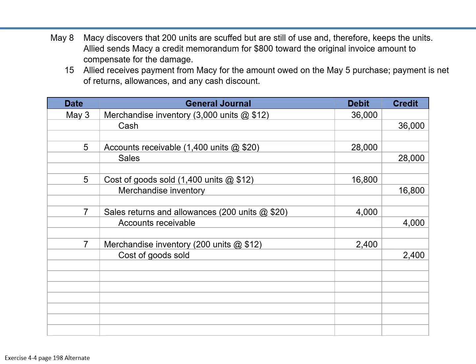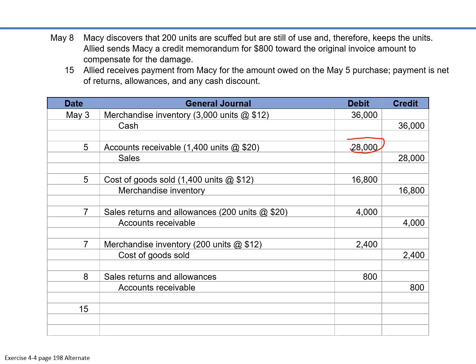Then on May 8th, Macy discovers that 200 units are scuffed but still of use, so they're going to keep them, but they want a credit memorandum. And so we're going to debit sales returns and allowances for the credit that we gave them, and we're going to reduce their accounts receivable balance by $800. Then on the 15th, they paid Macy's amount owed on the May 5th purchase, and it's net of any returns and allowances.